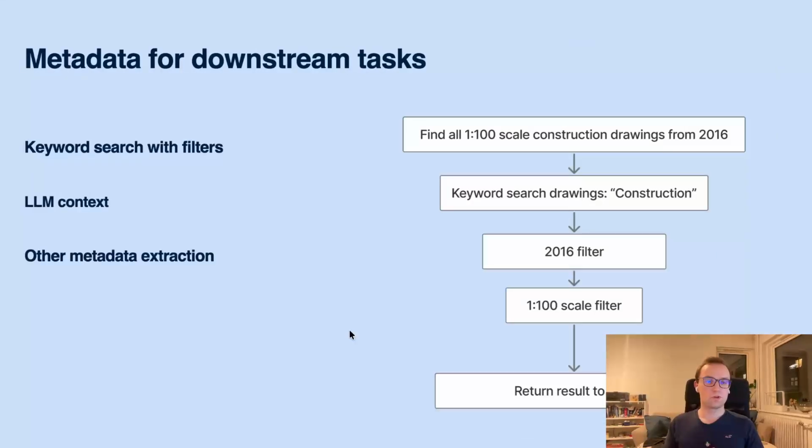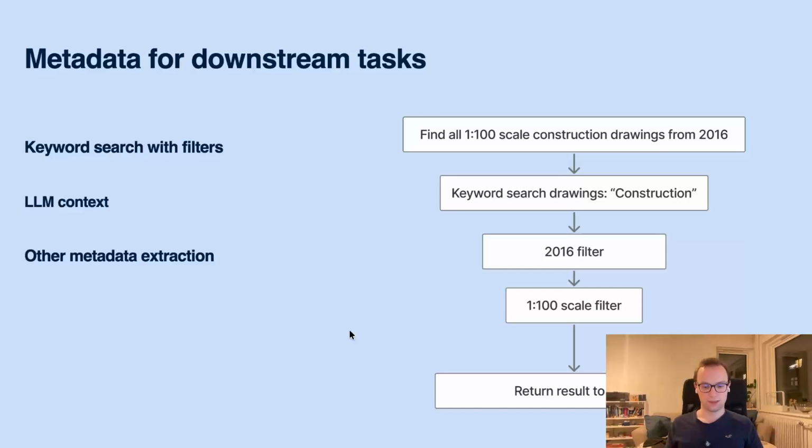So what can you do with this metadata, right? One thing is extracting the metadata, but you need to extract the metadata for a reason, right? You need to do something with this extra information that you've now extracted. That's where metadata for downstream tasks comes in. So I've just listed a few examples of downstream tasks that metadata is useful for. You could use it for keyword search with filters.